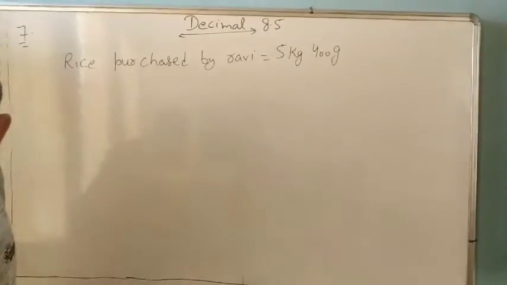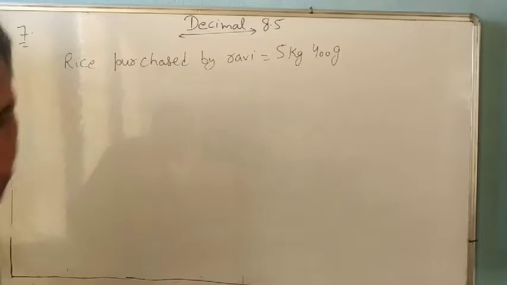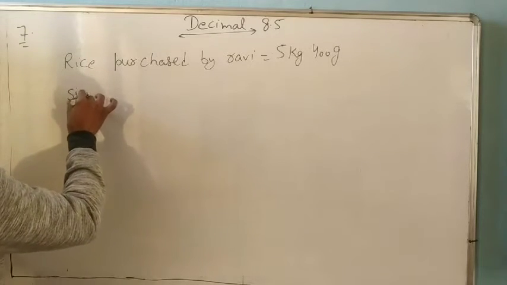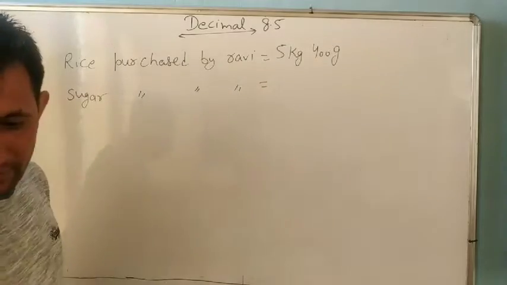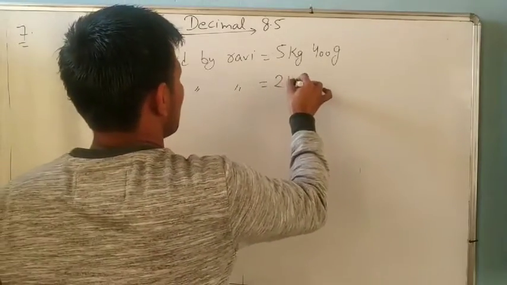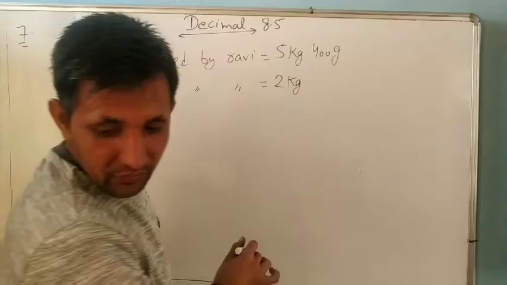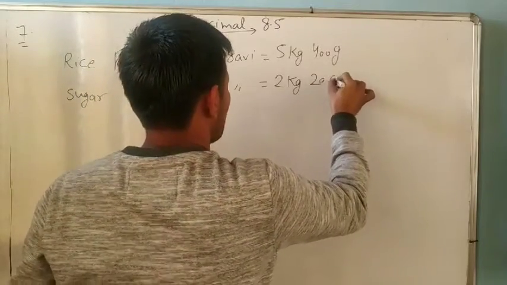Two more things. Sugar and flour. So sugar purchased by Ravi. How much? It is given 2 kg 20 gram. Yes, very good.